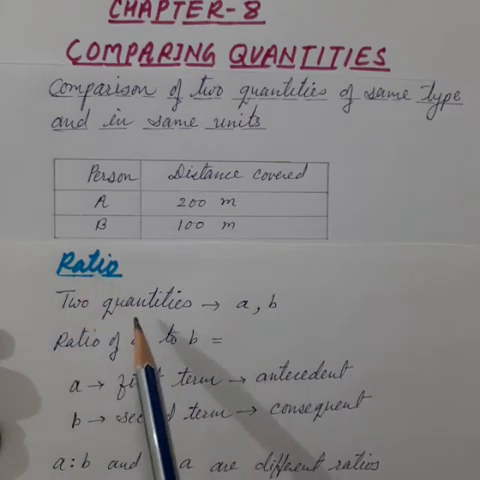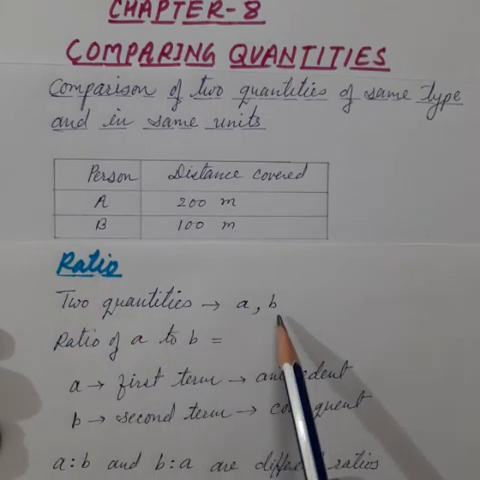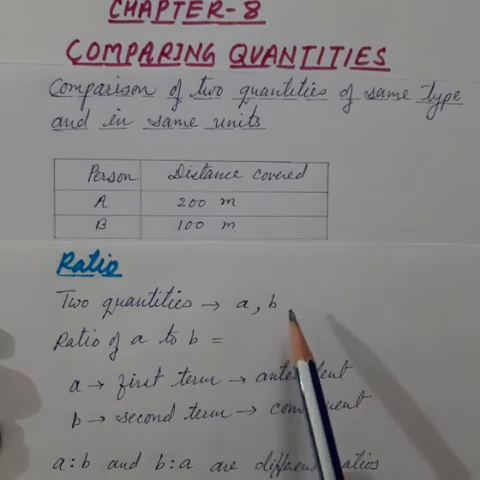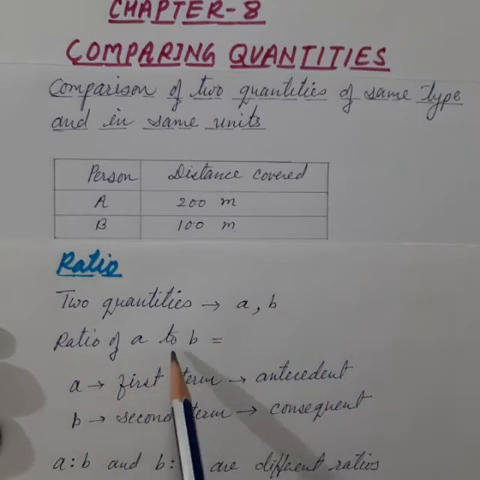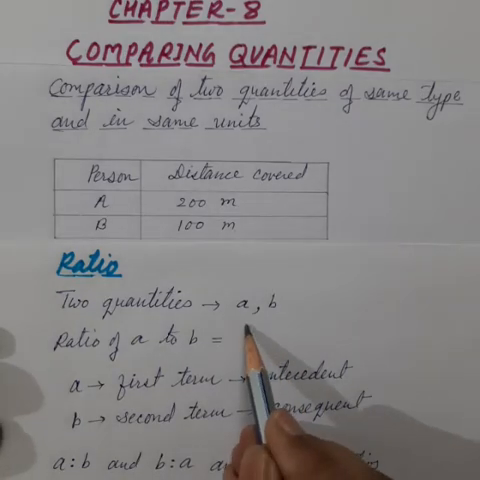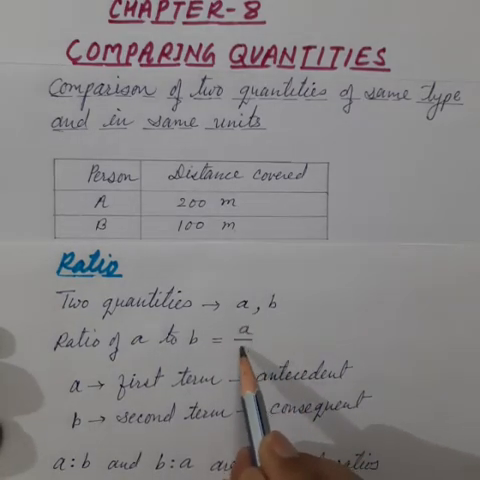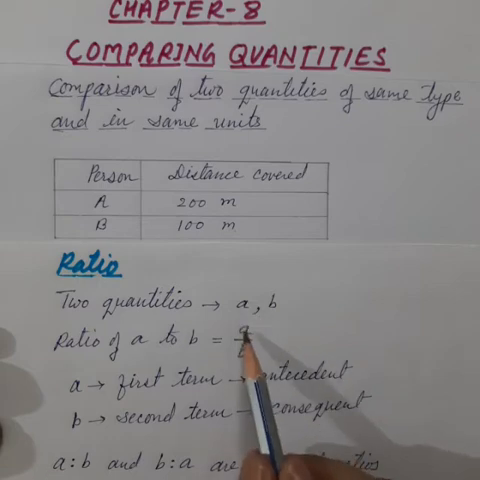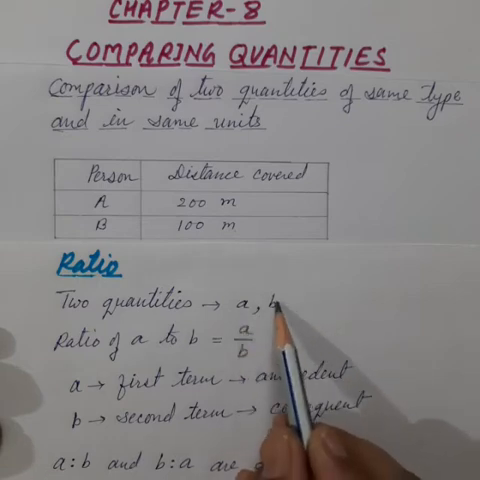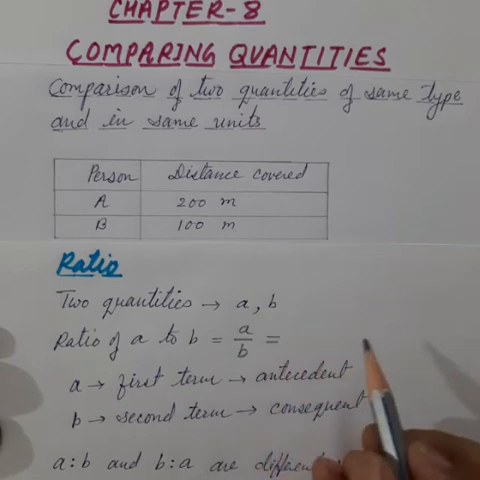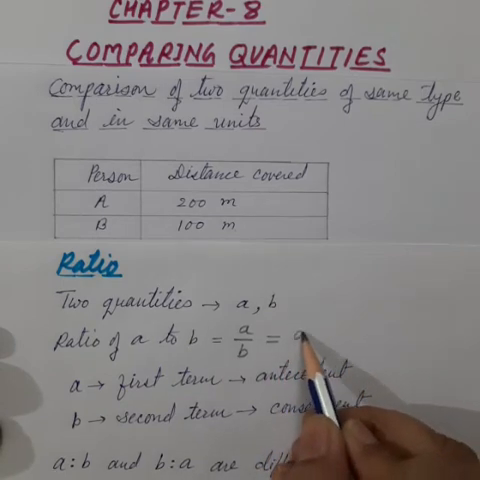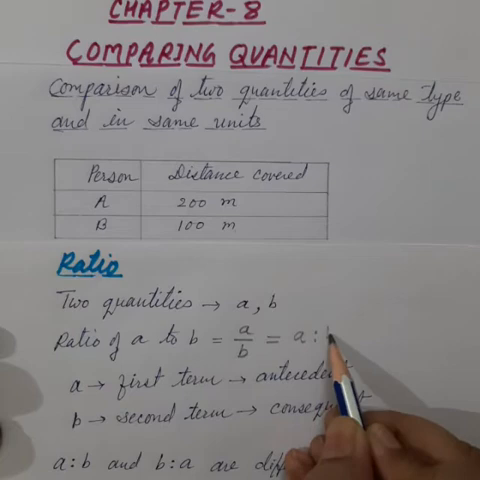Ratio. If two quantities A and B are given of the same type and in the same units, the ratio of A to B is written first as a fraction, in which the first quantity is the numerator and the other is the denominator, and then it is written as the ratio. Ratio is A is to B.